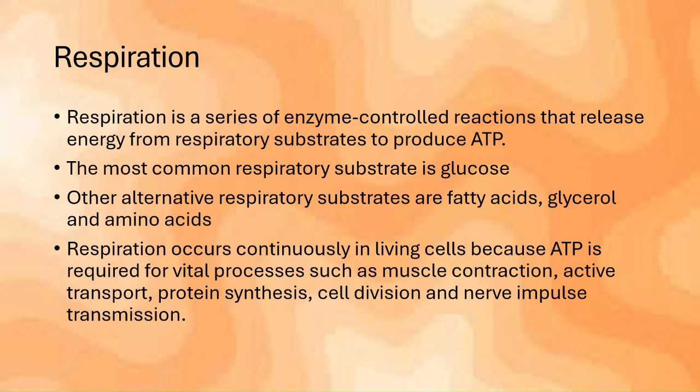The most common respiratory substrate is glucose. However, in the case that glucose is not available in the body, there are alternatives that could be considered such as fatty acids, glycerol, and amino acids. Respiration occurs continuously in living cells because ATP is required for vital processes such as muscle contraction, active transport, protein synthesis, cell division, and nerve impulse transmission.